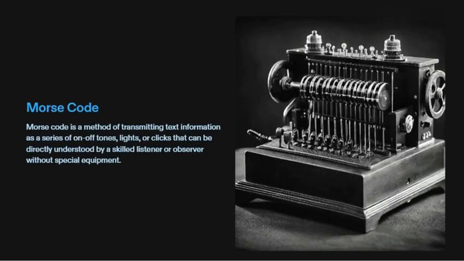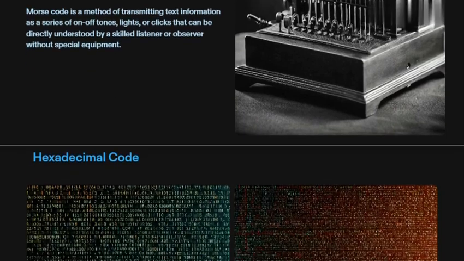And next we have Morse code. Morse code is a method of transmitting text information as a series of on-off tones, lights or clicks that can be directly understood by a skilled listener or observer without any special equipment. So Morse code is a method of transmitting text information as on-off tones, lights or clicks. So it's a physical method of coding.